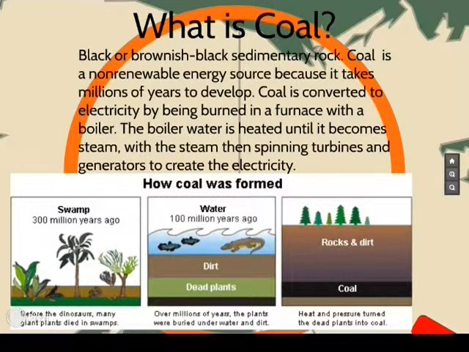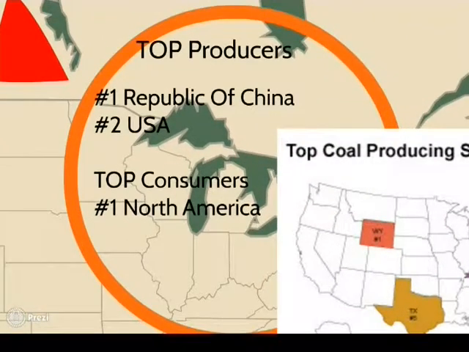Coal is converted to electricity by being burned in a furnace with a boiler. The boiler water is heated until it becomes steam, then spinning turbines and generators to create the electricity. The top producers of coal are the Republic of China and the USA, and the top consumers are in North America.